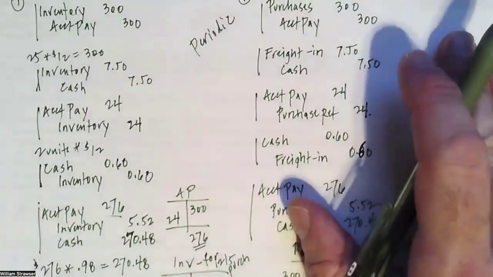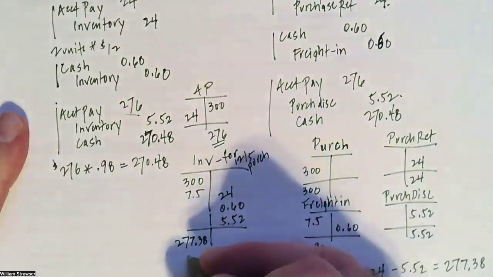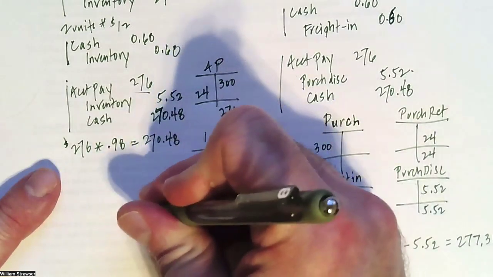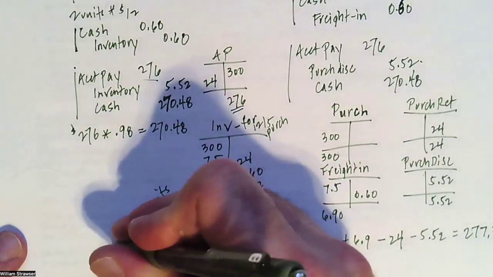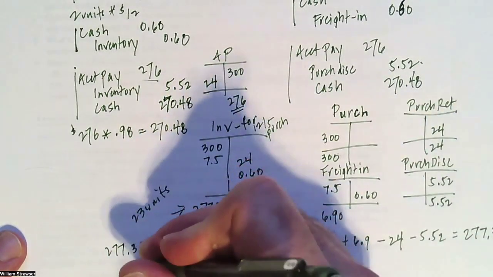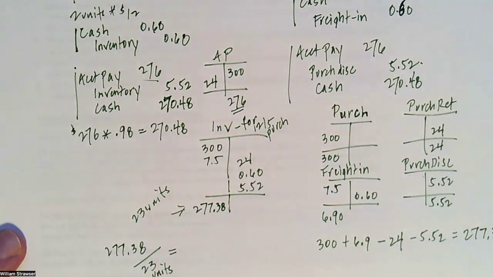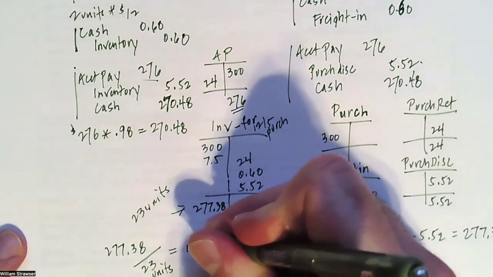Because I know that I bought 25 units, but I returned two, right? Bought 25, returned two. So this actually represents 23 units that were kept. Now I take 277.38 and divide it by 23. And then I can figure out what the cost per unit was, which is very important for our cost of goods sold calculations. And it comes to 12.06.